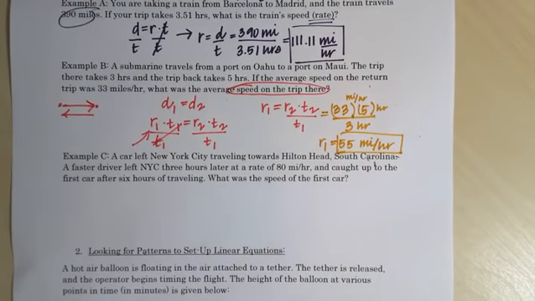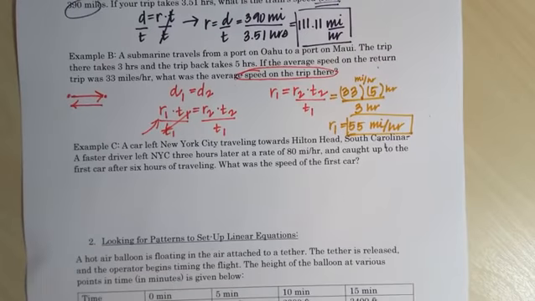All right, we've got one more distance, rate, and time problem to try. This one says, a car left New York City traveling towards Hilton Head, South Carolina. A faster driver left New York City 3 hours later at a rate of 80 miles an hour and caught up to the first car after 6 hours of traveling. What was the speed of the first car?